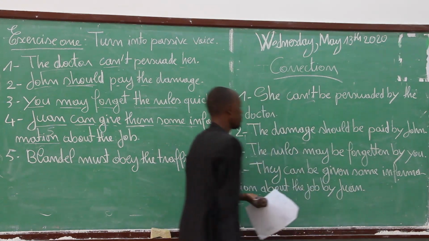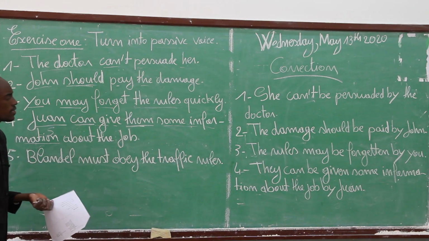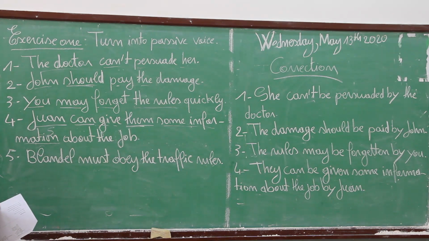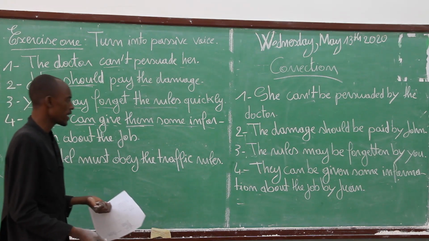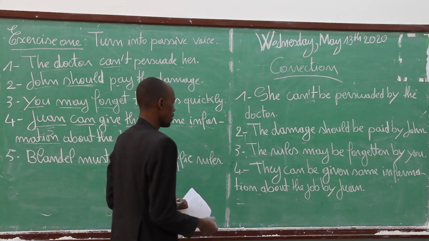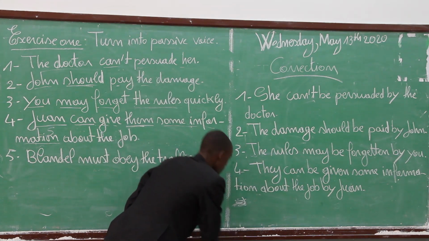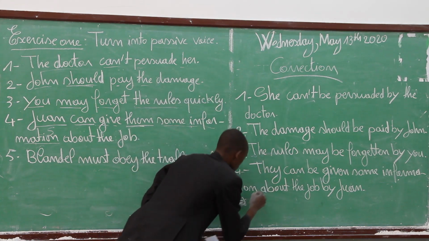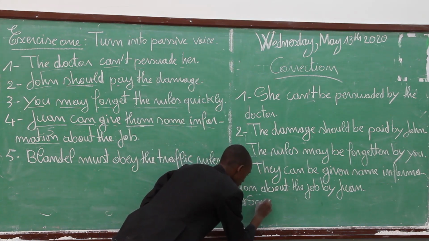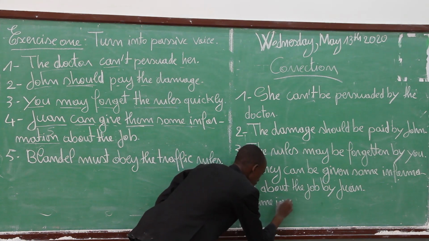Yes, this is the first possibility. Yes, so there is another possibility. We can say some information. Okay, some information. Yes, we can also take this one. Some information. This is the first possibility.